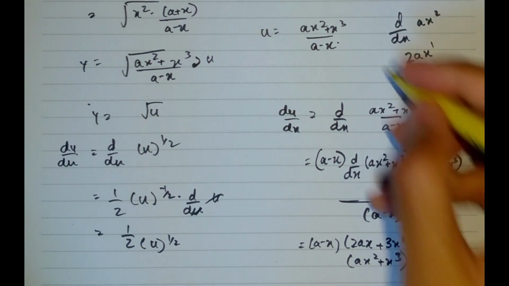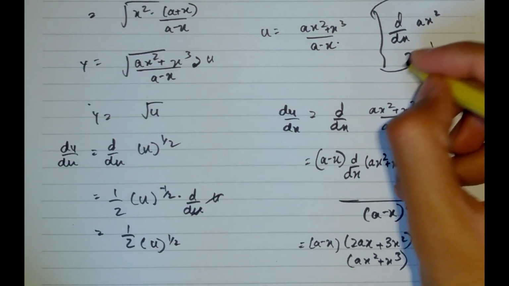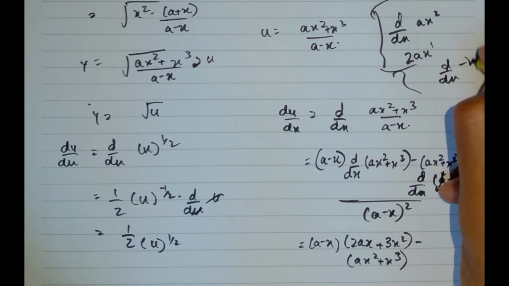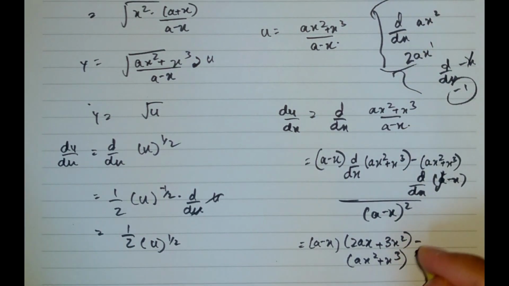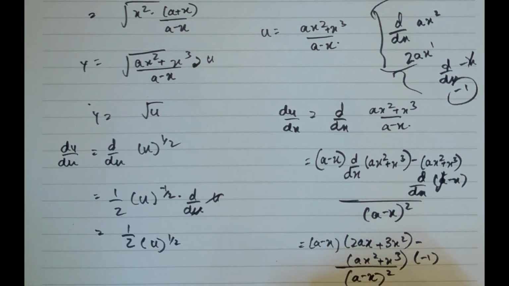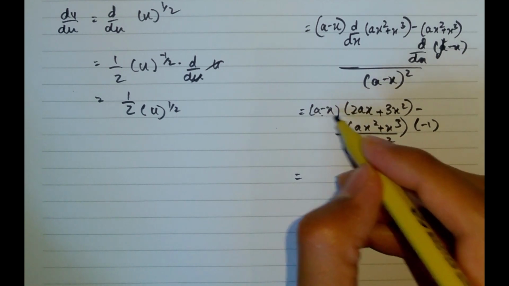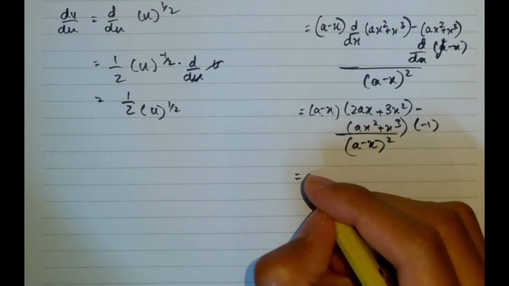It would be negative, let me just do it over here, derivative x. Now this is cancelled, but the negative 1 remains. So we have negative 1 right over here, and in the denominator we have the square of the same function. Now I am going to multiply this a minus x into this thing right over there.